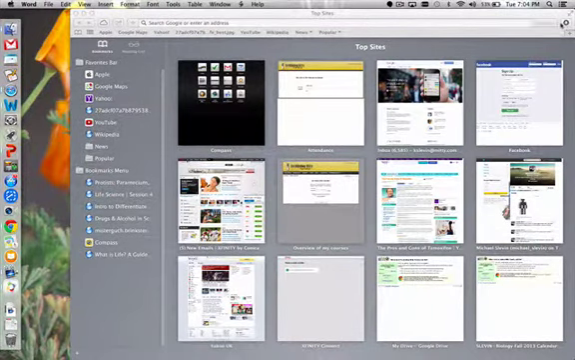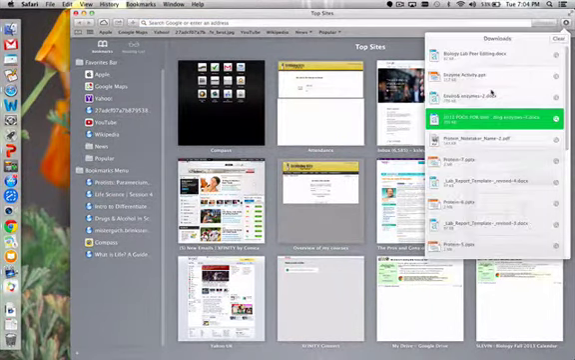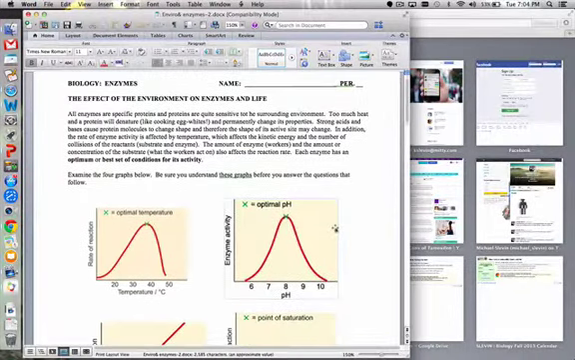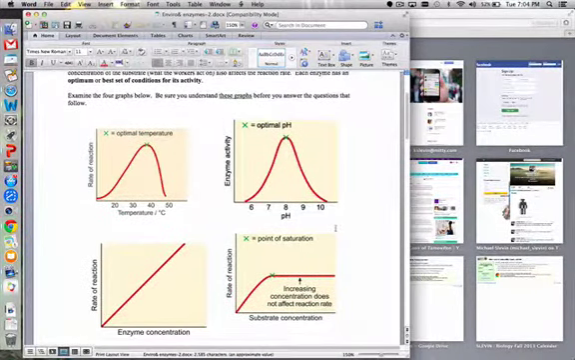When you have finished that, then please go to the environment and enzyme worksheet. This is a fairly short worksheet and it looks at the different factors that affect enzyme activity. And remember, enzymes are proteins, so if it affects enzyme activity, it affects proteins. And these are temperature, pH, enzyme concentration, and substrate concentration. Analyze the graphs, look what's happening.